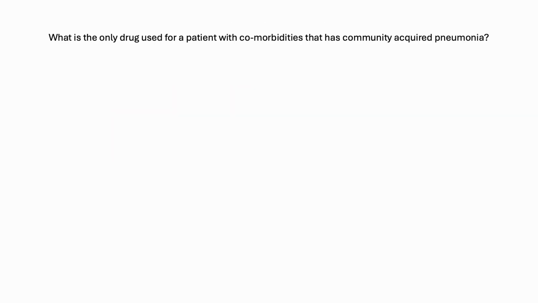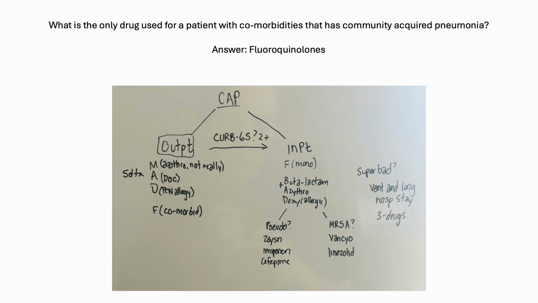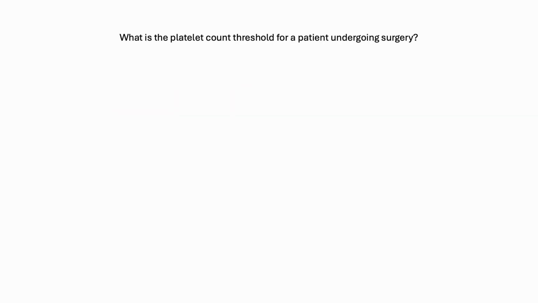What is going to be the only drug for a patient with comorbidities that has community-acquired pneumonia? This is when we're going to go with a fluoroquinolone. Your MAD drugs are just for the person who's healthy who got sick and they're annoyed. They're mad. But if someone has comorbidities and got pneumonia, now we're thinking we need to add a fluoroquinolone for them.